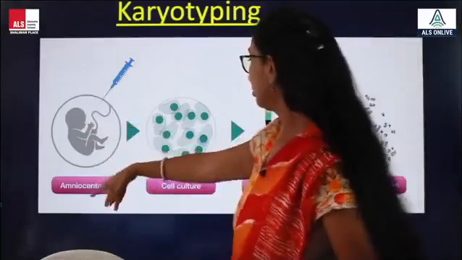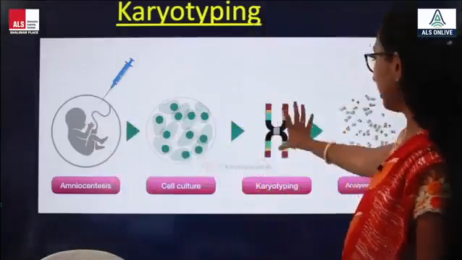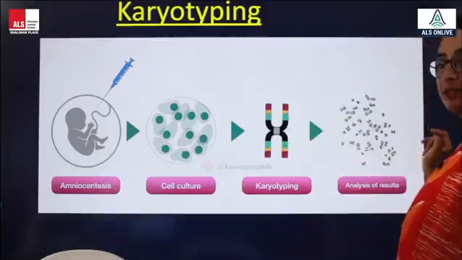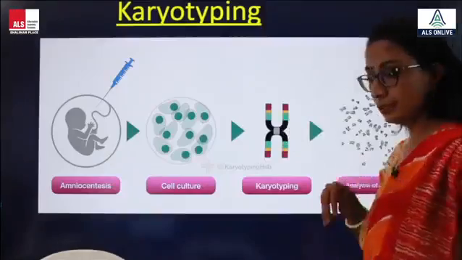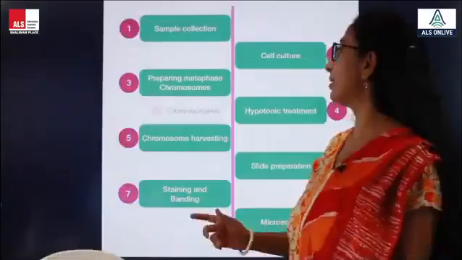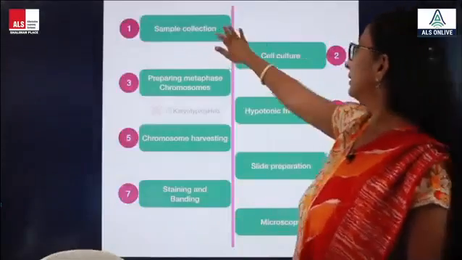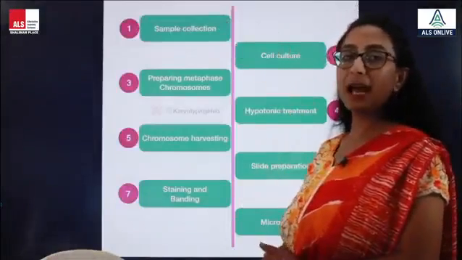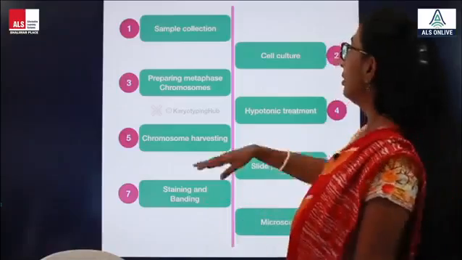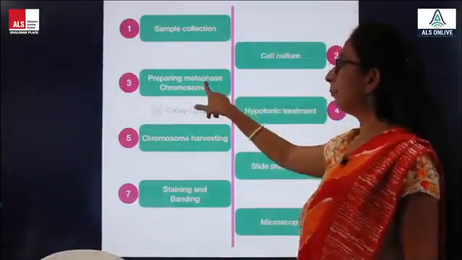Okay, so they will take out some cells, they will culture it, and they will do the karyotyping, and they will observe the results. This is how a karyotype chart will look like. Fine. Then, again, these are various steps by which karyotyping is done. So sample is collected, the cells are cultured in vitro. What do you mean by in vitro? In vitro means inside the lab, right? So sample is collected, cells are cultured, and then we prepare the metaphase chromosomes.